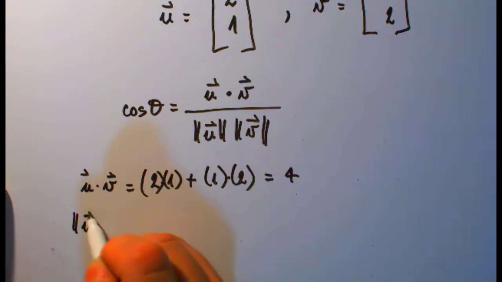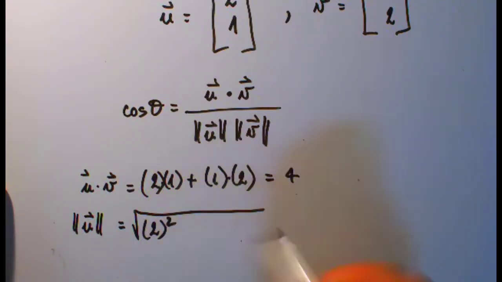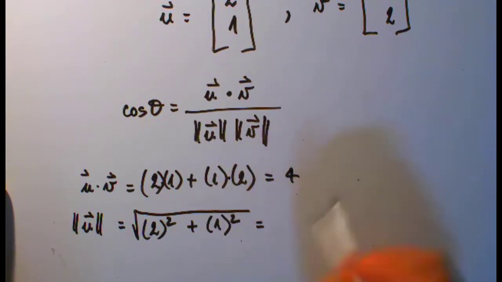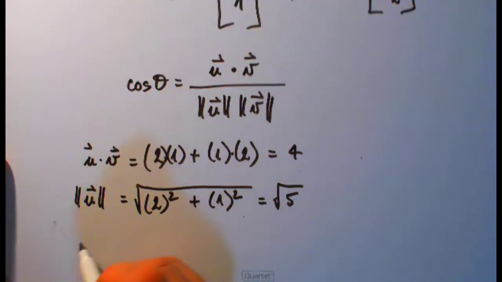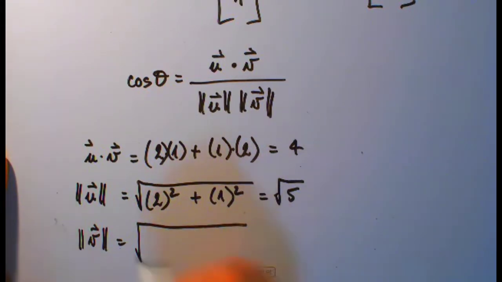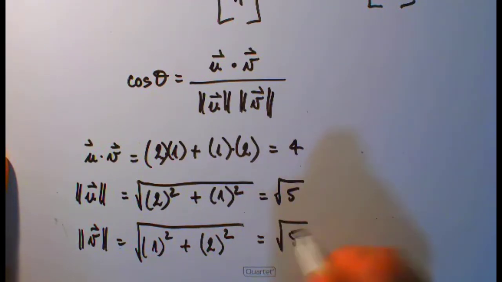Length of u equals square root of 2 squared plus 1 squared, and that equals square root of 5. Length of v equals square root of 1 squared plus 2 squared, and that also equals square root of 5.